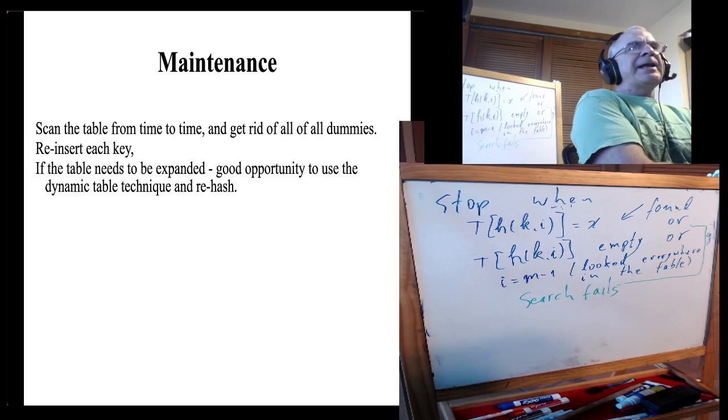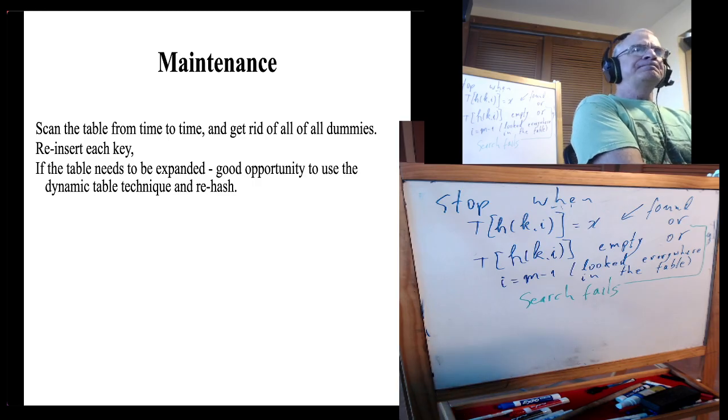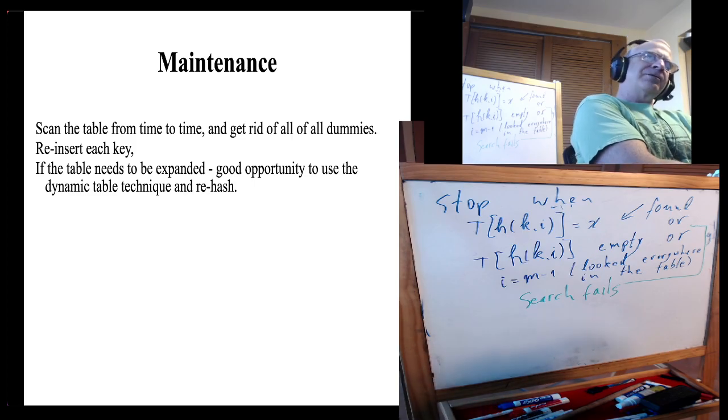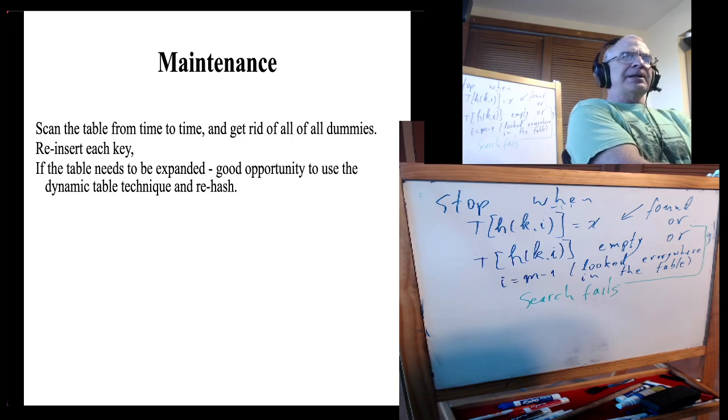How do I maintain the hash table? Meaning, what happens if I insert and delete a lot of elements? Insert and delete, insert and delete. Well, it could be that I have very few keys in the table, but at the same time there are a lot of dummies. So the search time, which we'll analyze a bit better soon, is now quite large because of all the dummies. What should we do?